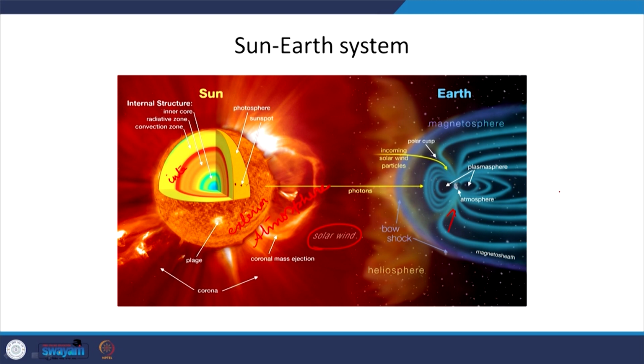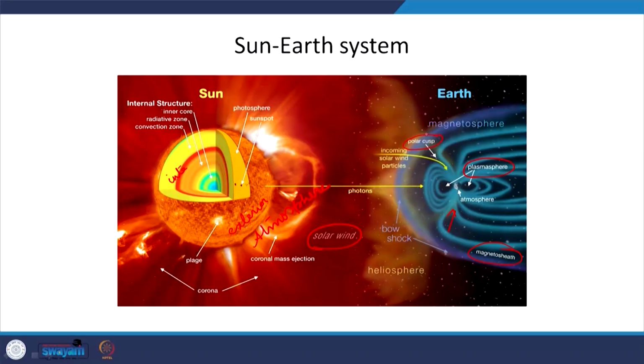So, this complete system and various parts of this system are included in what we call the Sun-Earth system. In time, we will address a few very important aspects of these small topics, let us say polar cusp, plasmasphere, solar wind.